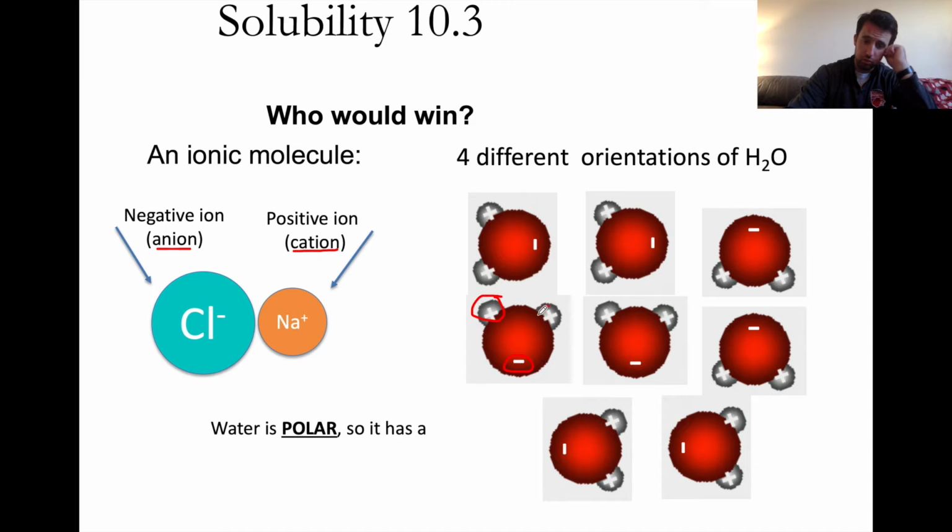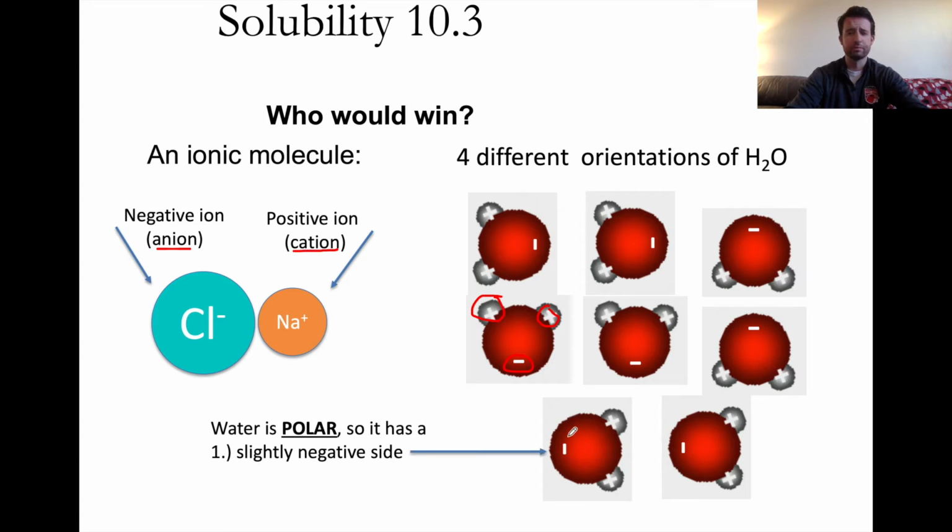That's because water is what we call polar. So anything that's polar is going to have a slightly negative side, and it's going to have a slightly positive side. So that's water. You can see it's slightly negative side, slightly positive side. And that's a good definition for polar. It's going to have 2 sides. One's negative, one's positive.